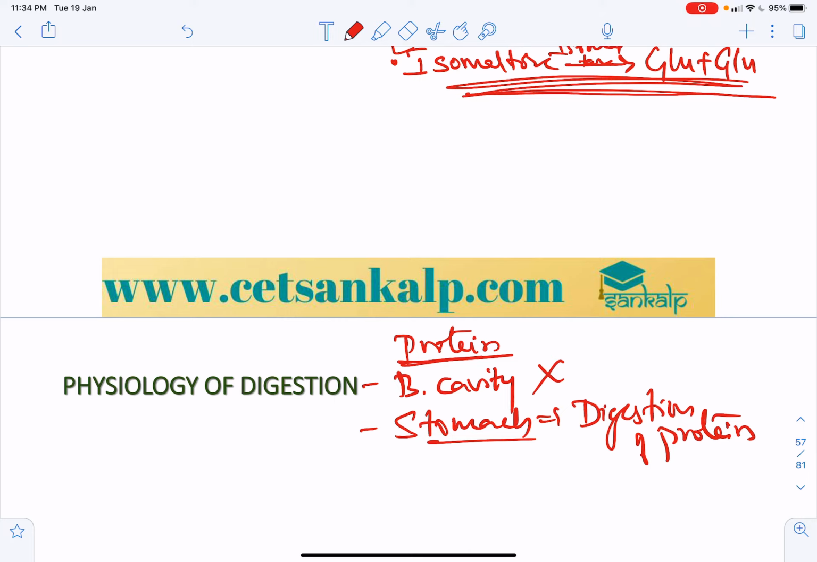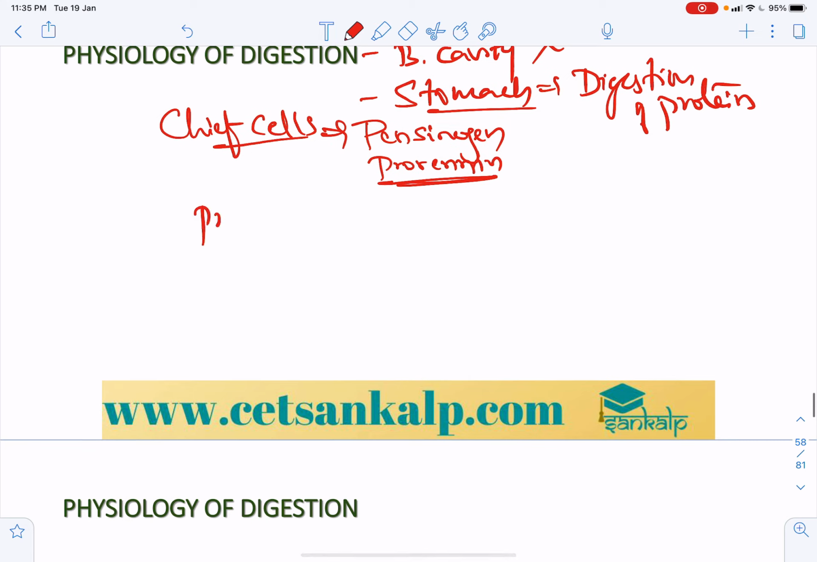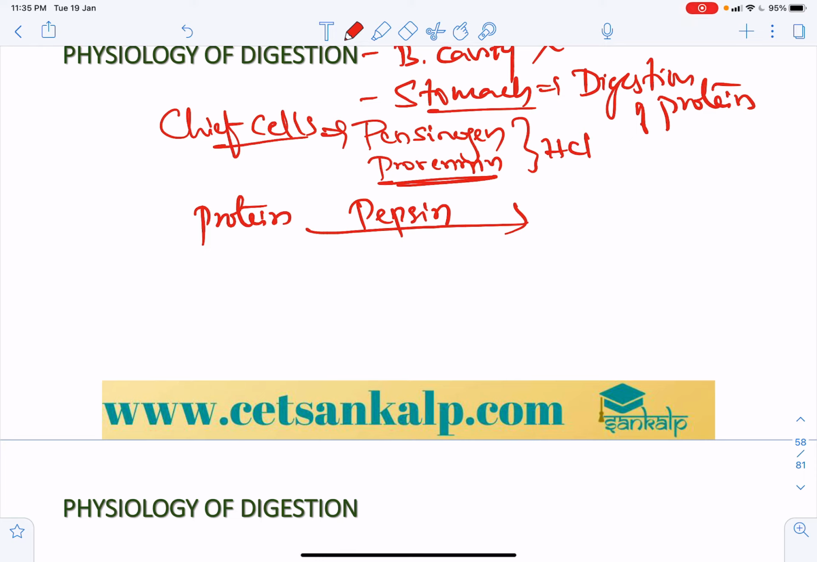This digestion of protein is initiated, as we all know, by the chief cells, through the production of peptic enzymes. The peptic cells produce enzymes which act on protein: pepsinogen and prorenin. These will be activated in the presence of HCl, and the protein is acted upon by pepsin after activation by the HCl. The pH in the stomach is 1.8, highly acidic.